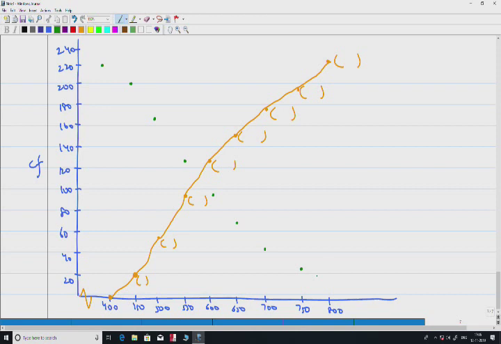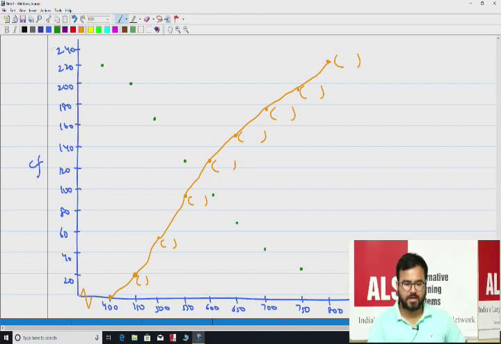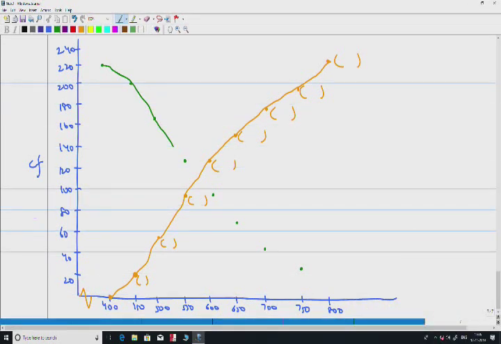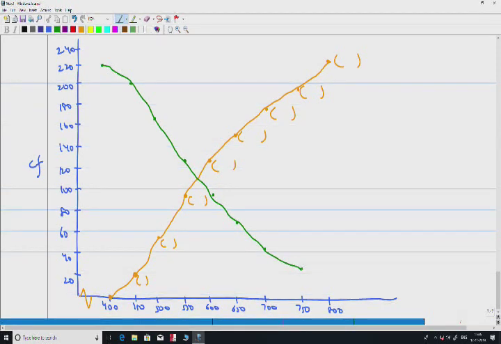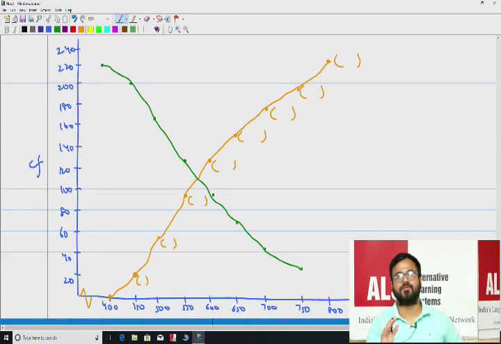Okay, so I have plotted all the points. Now again I will join them with the freehand. And since I am drawing all the diagrams with the freehand, but you have the scale and pencil, so draw it very neat and clean.